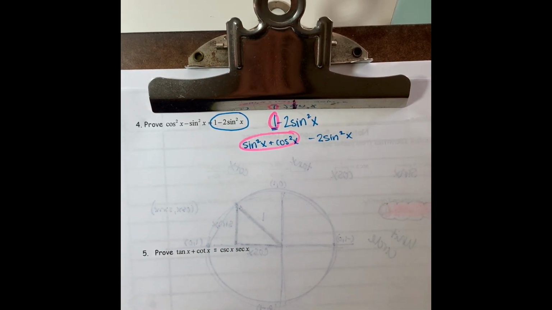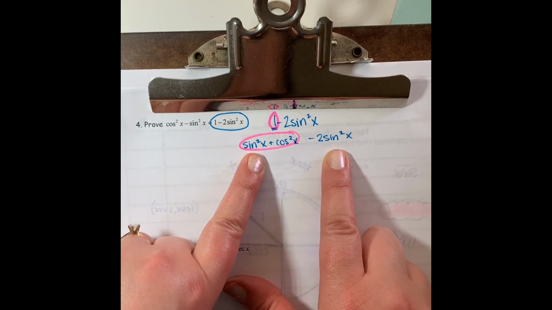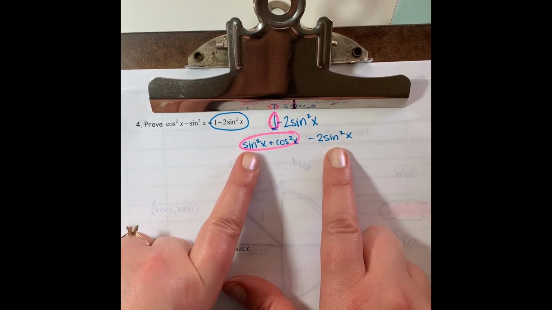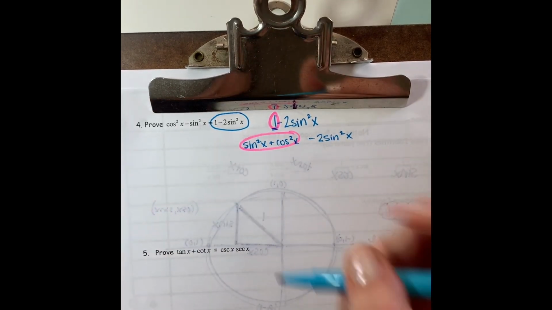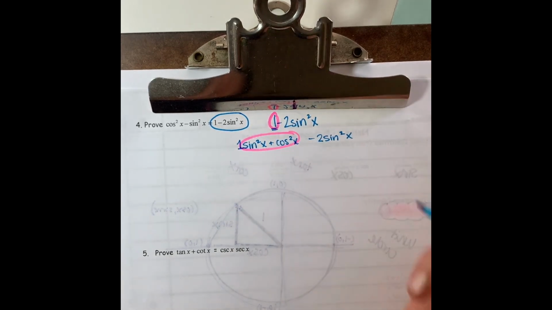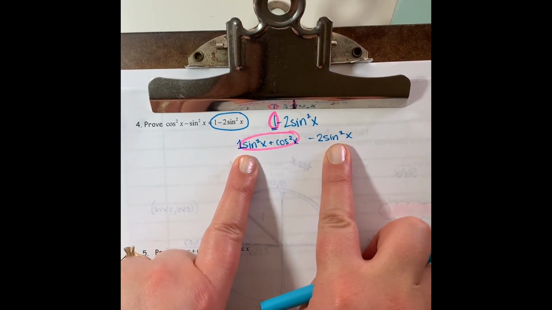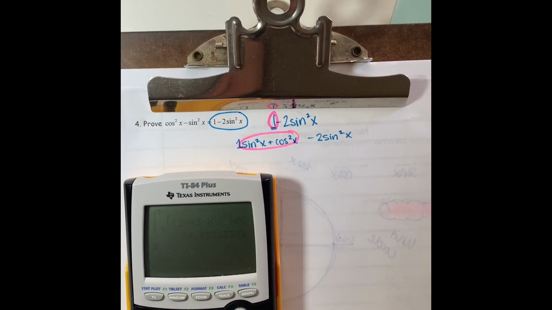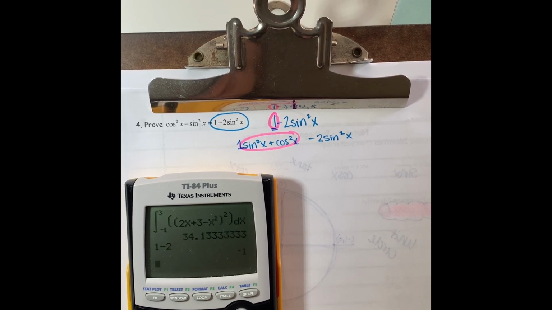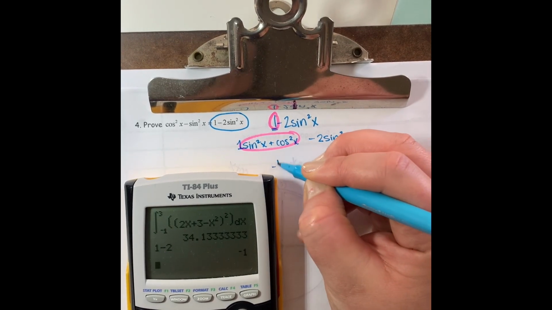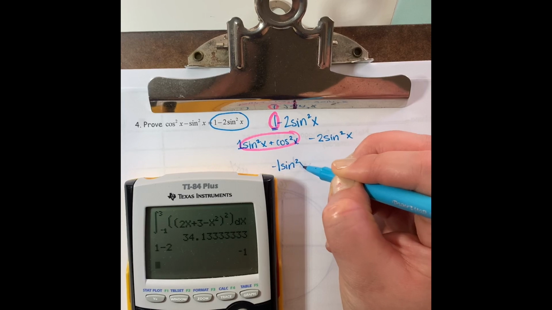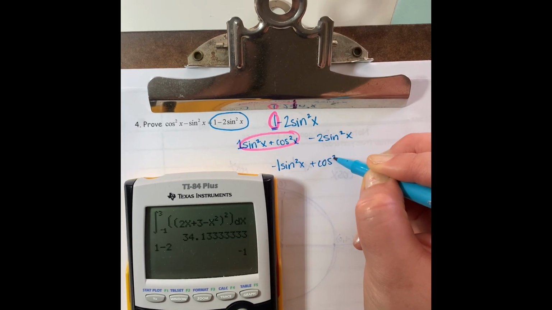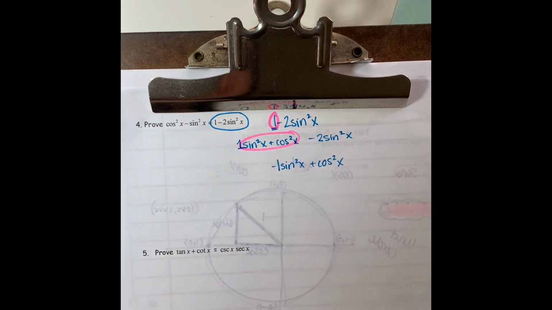Okay, then the next thing that I'm going to notice is that these don't actually cross out, but they can combine. So if I have 1 sine squared minus 2 sine squareds, those are like terms. 1 minus 2, okay, that's going to give me negative 1. So now I'm going to have negative 1 sine squared x plus cosine squared x.